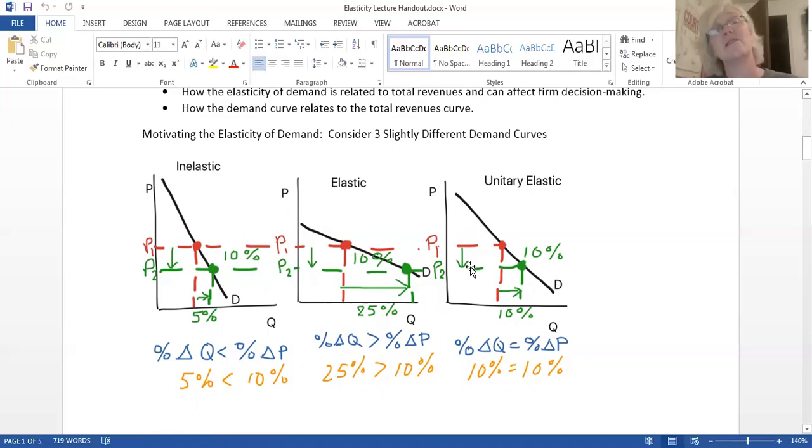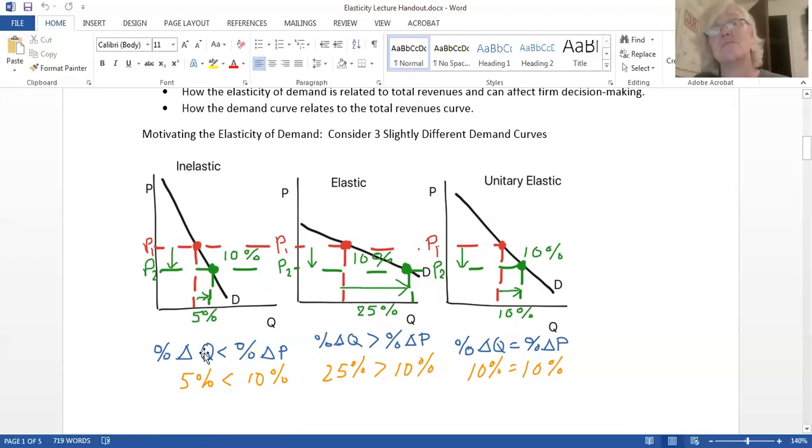But by looking at the relative steepness and the relative flatness, we can make some conclusions that the one that's steeper is more inelastic, the one that's flatter is more elastic, and the one in between is very likely to be unitary. Okay, so what does that mean? So look at the inelastic one. I dropped the price 10%. See that green arrow? Okay. But my quantity didn't increase by the same amount. It only increased a little. Let's say a little means, let's say 5%.